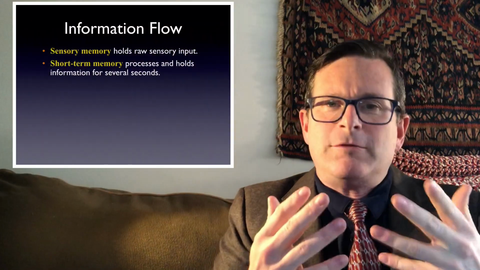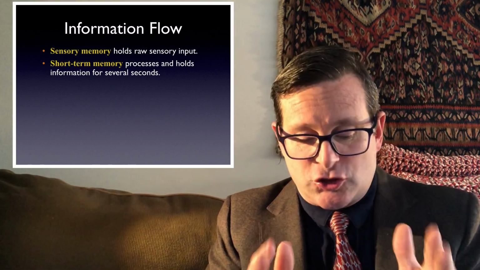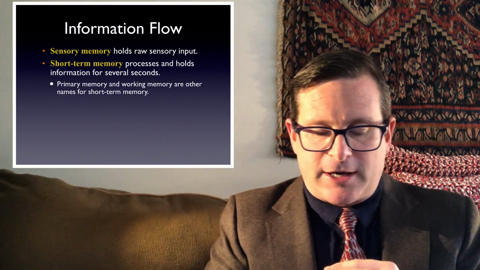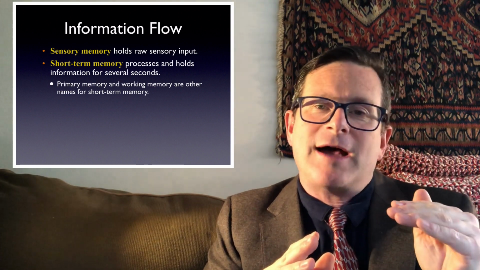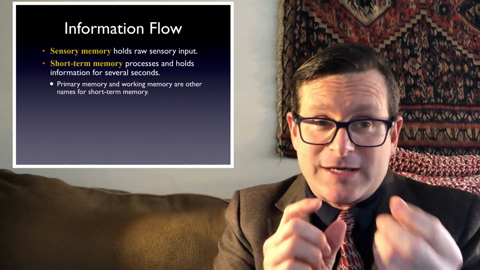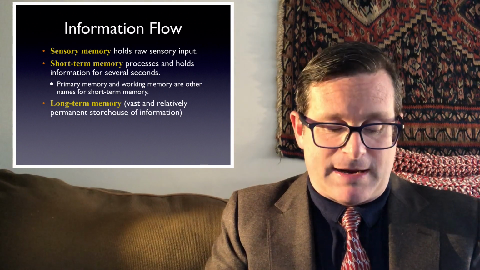But of course, the real memory, the one that we think of when we think of memory, is something we call short-term memory. Short-term memory is short. It processes and holds information for several seconds, and primary and working memory are other names for short-term memory. Short-term memory is critical to that encoding process because it's in short-term memory that we find the organization we need to put things away in the final stage of memory, which is long-term memory. So short-term memory is that mental scratch pad to try and find some kind of unique organization so you can store things away in long-term memory and then eventually retrieve them when you're done.